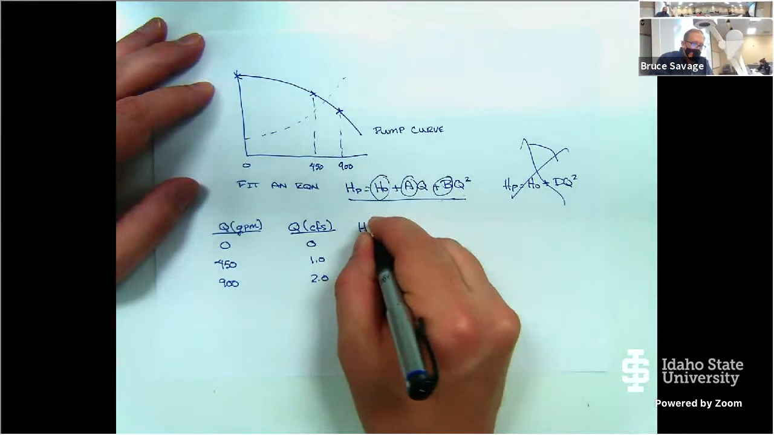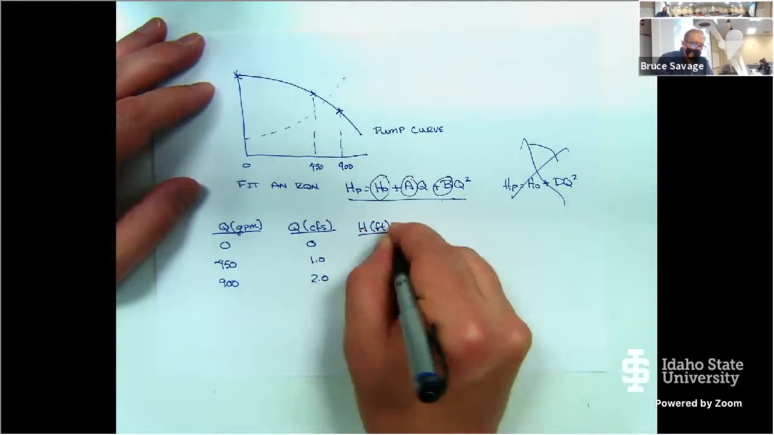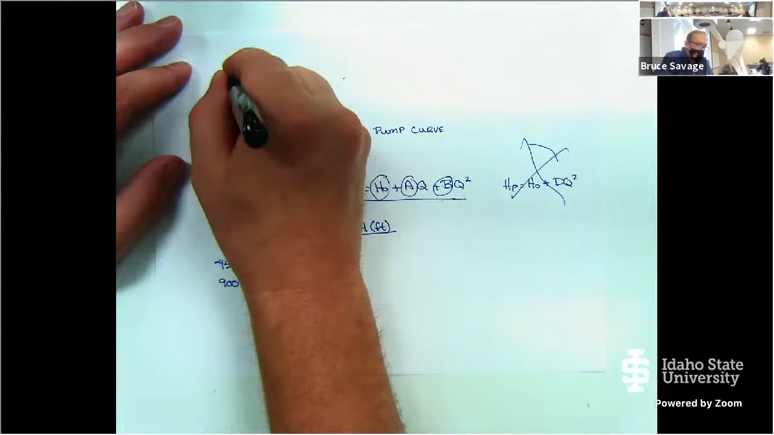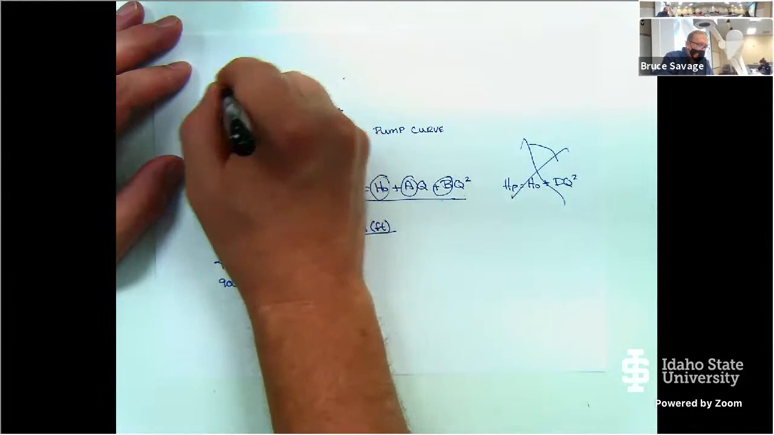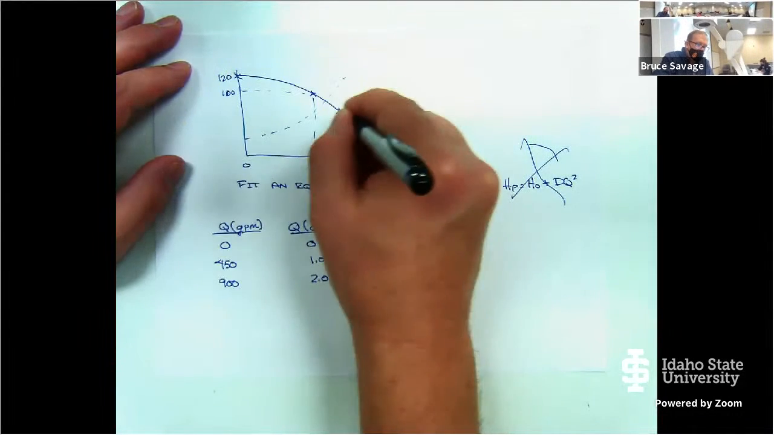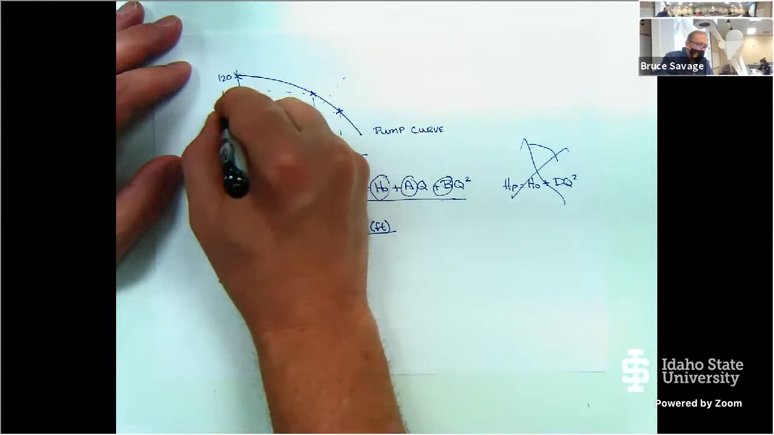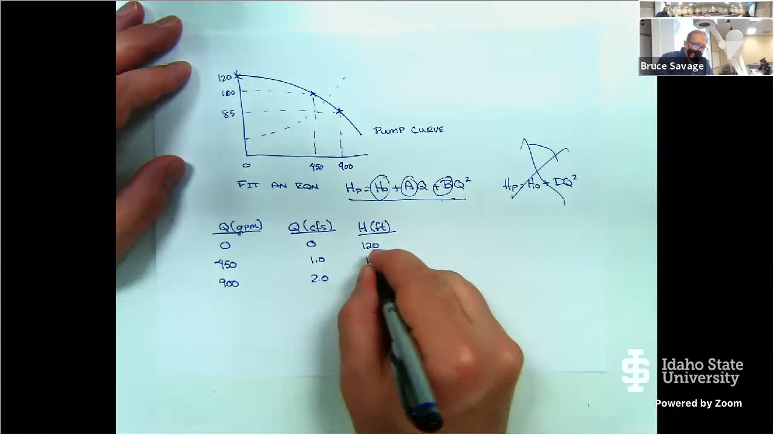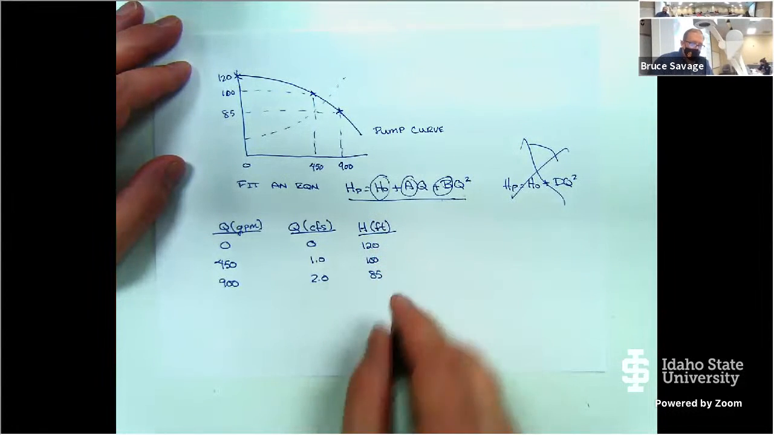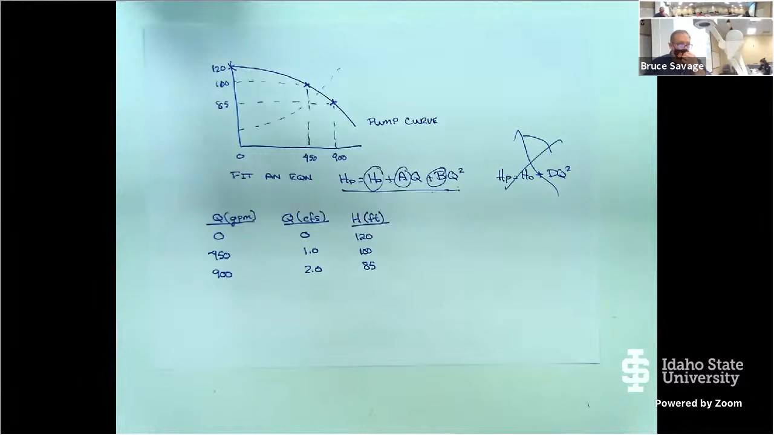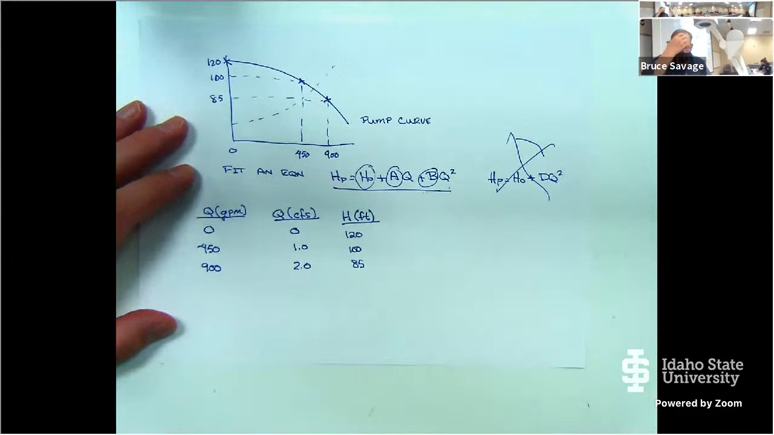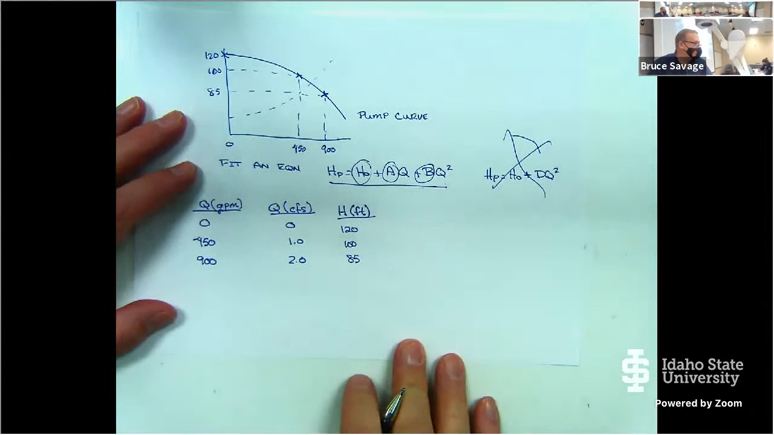And then I'm going to find the head in terms of feet. So let's say this is 120, and we'll say this is 100, and this one is 85. So I'm going to say 120, 100, and 85. Okay. So now I can write 3 equations.